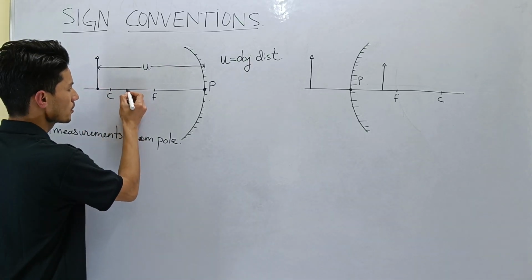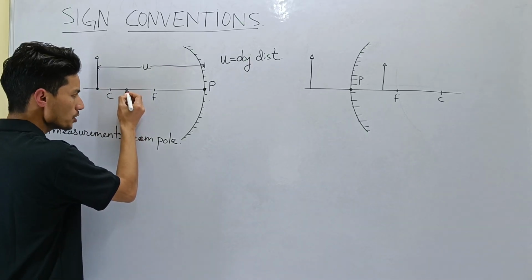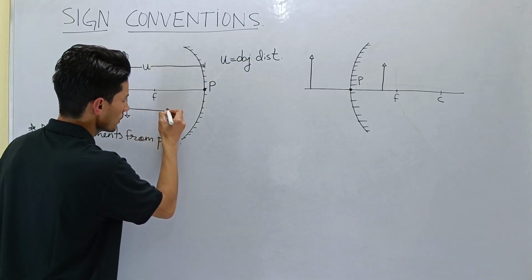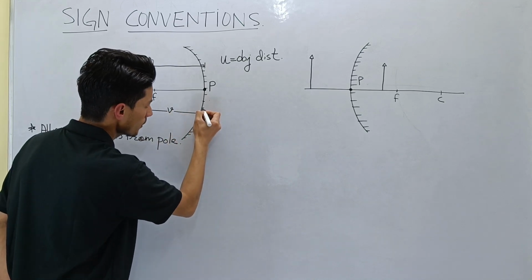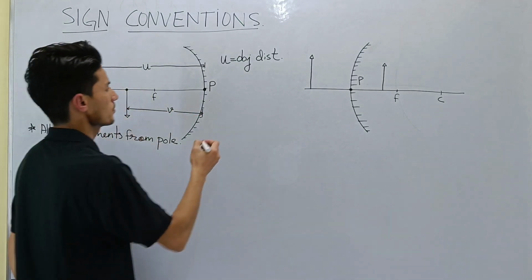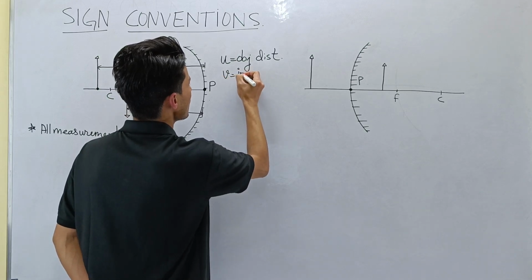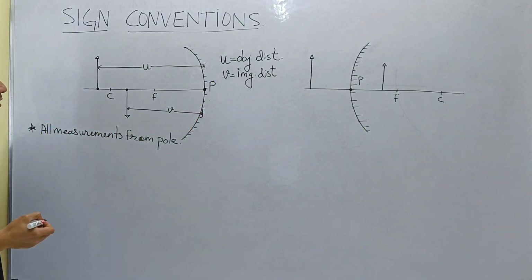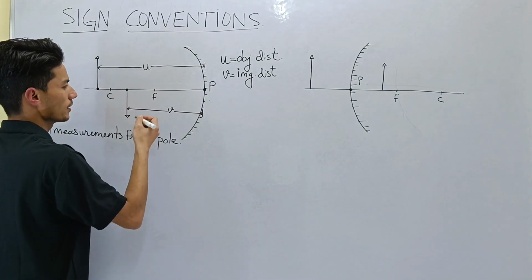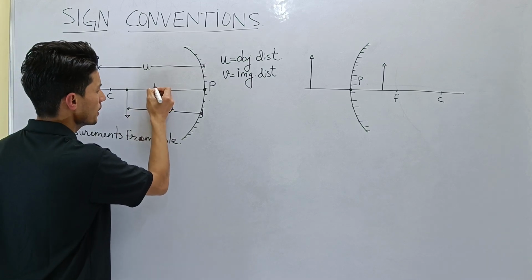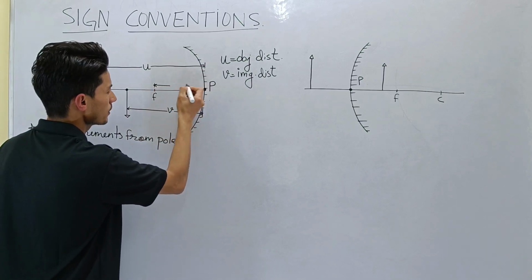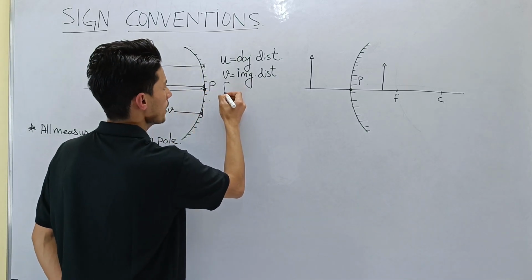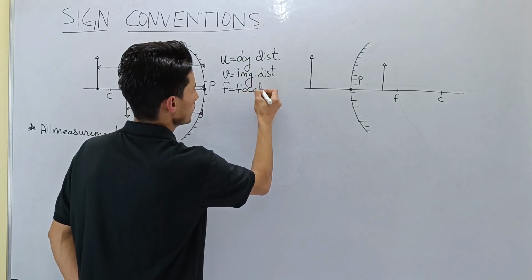Now this is the image, isn't it? So let's make the dot bigger. From this point to this point will be the image distance. This will be small letter V. So V is equal to image distance. Then focal length: this distance, from here till here, is called focal length, which is F. So F is equal to focal length.